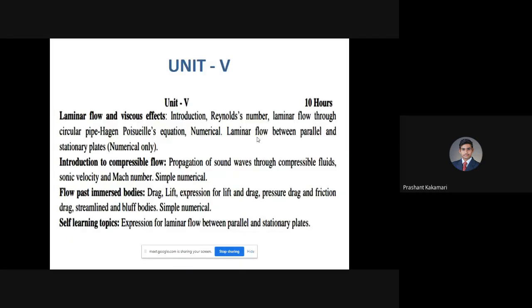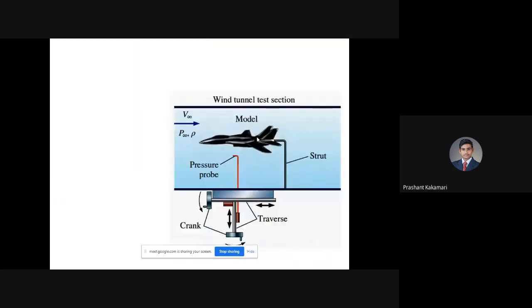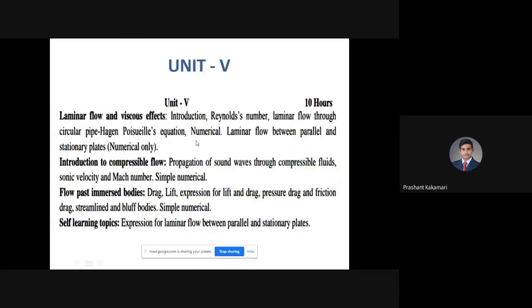Or you can also say the aerofoil shapes. Such types of bodies are going to have or experience different types of forces. That is discussed in flow past immersed bodies. Then next we took the laminar flow and viscous effects.